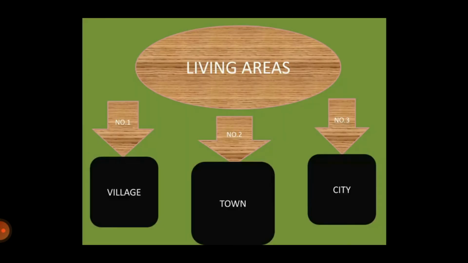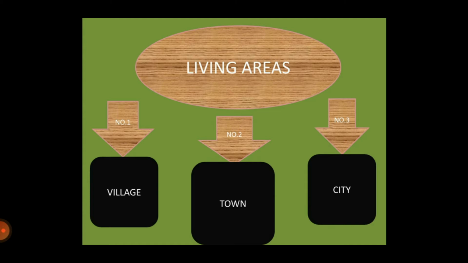Now, students, before starting our lesson originally, I just want to know, do you remember that I was telling you that there are three categories of living areas, all those areas where we used to live. These are the living areas. So there are three types of living areas. First one is village. Second one, what is the name of the second one? Yes, town, that is in between. And what about city? Yes.